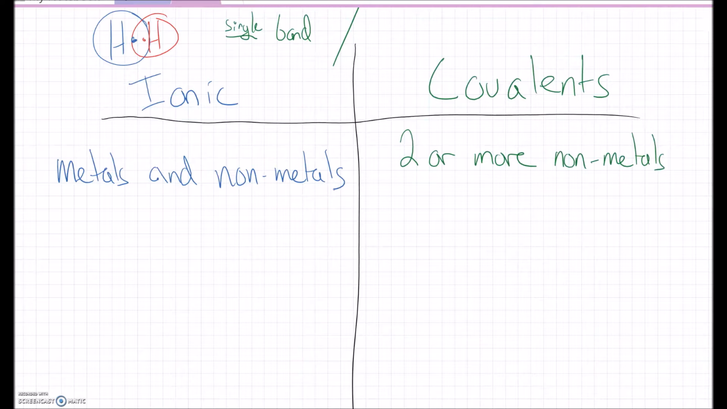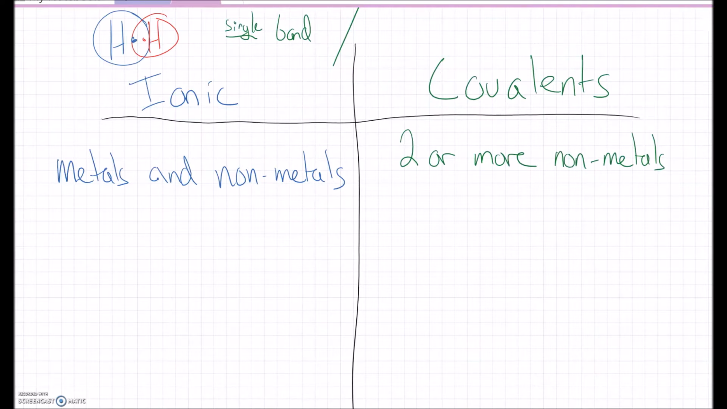What is the most obvious difference between ionic bonds and covalent bonds? What do you think, Jake? Ionic bonds use different atoms and covalent use the same. That's true. But what about how they deal with their electrons? Which one does what? What do covalent bonds do?